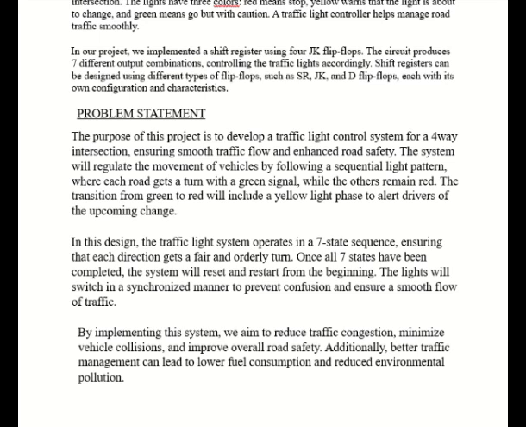The aim is to solve uncoordinated traffic flow at intersections, which leads to congestion and accidents. Our traffic light system operates in a 7-state sequence, ensuring that each direction gets a fair turn while maintaining order. By automating the traffic light operation, we aim to reduce traffic congestion, minimize collision, and improve road safety.